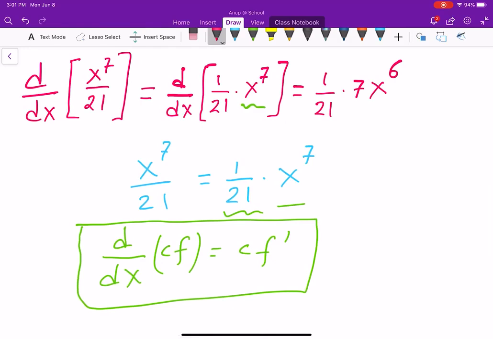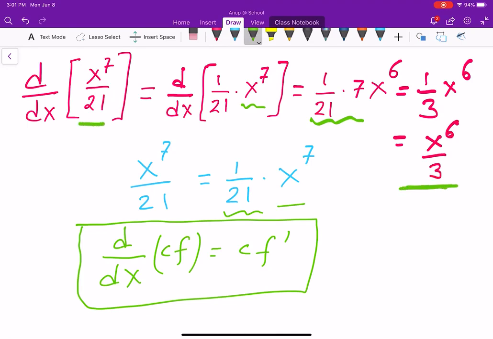And we can simplify the 1 over 21 times 7, which means 7 over 21, which if you simplify will be 1 over 3 times x to the power 6. Then x to the power 6 divided by 3 is the derivative of x to the power 7 over 21.